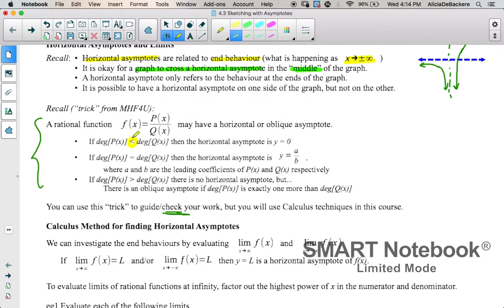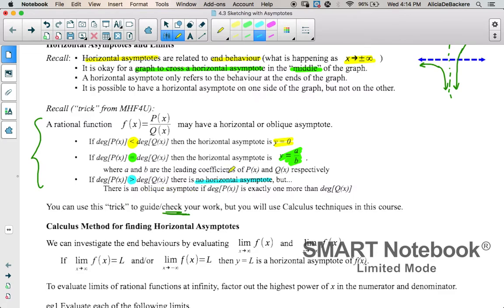So if the degree of the top is less than the degree of the bottom, I get y equals 0. If the degrees are equal to each other, then I find the horizontal asymptote by dividing the leading coefficients, the coefficients in front of those terms with the largest exponent. And then finally, if the degree of the top is bigger than the degree of the bottom, then I do not have a horizontal asymptote, but I might have an oblique.